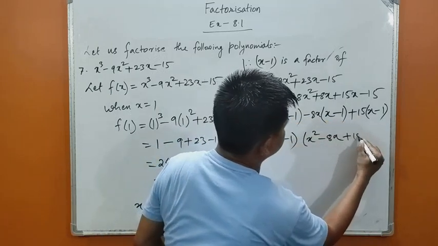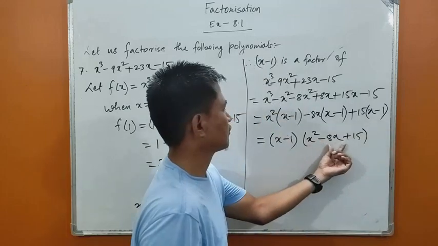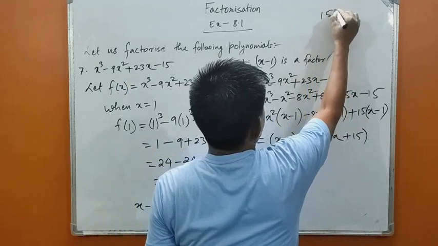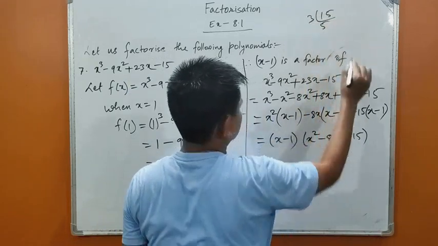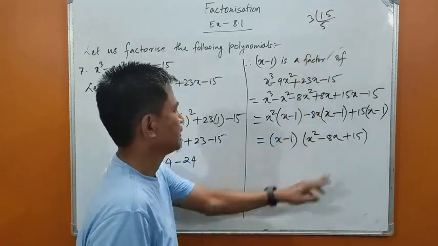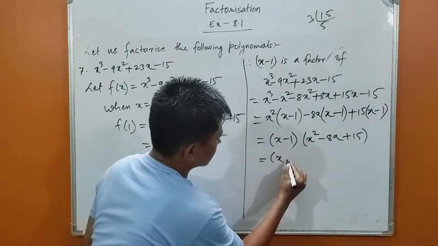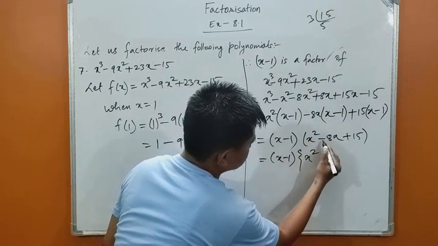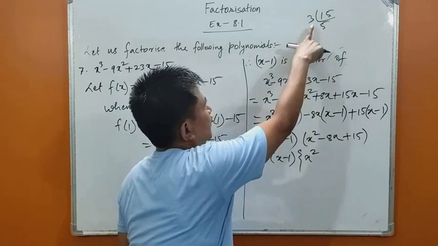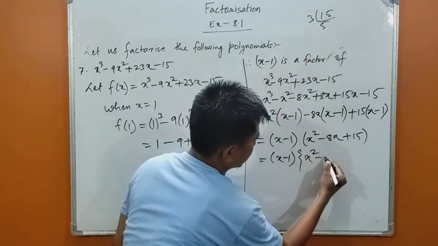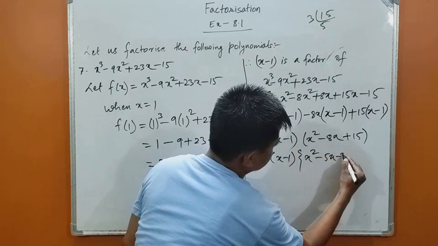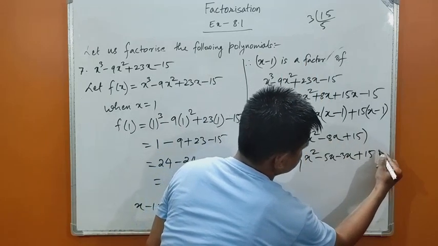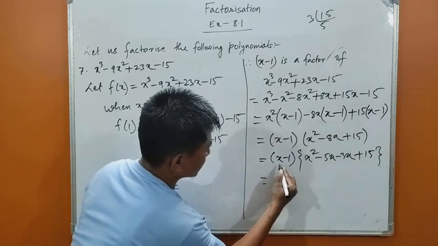So let us middle term factorize this. 15 means 3 5s are 15, isn't it? So 5 plus 3 gives 8. So let us write this x minus 1 times x square as it is, minus 8x can be written as minus 5x minus 3x. Minus 5x minus 3x gives minus 8x, plus 15. Okay, now this is x minus 1.